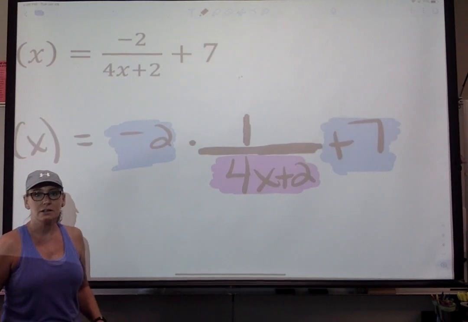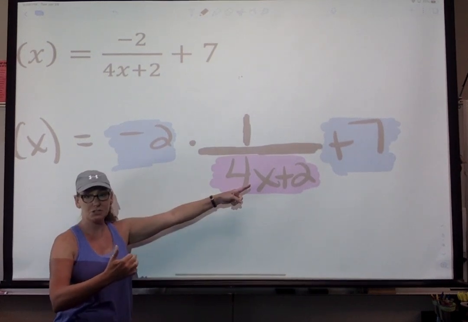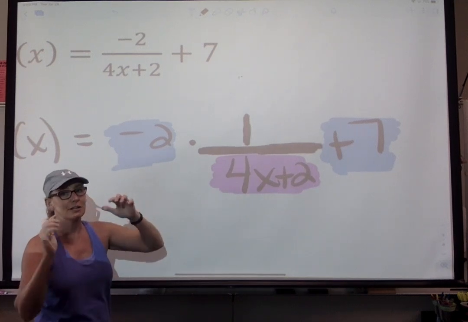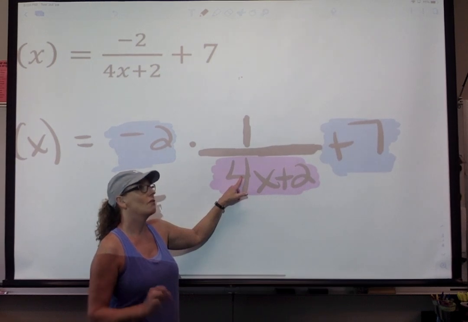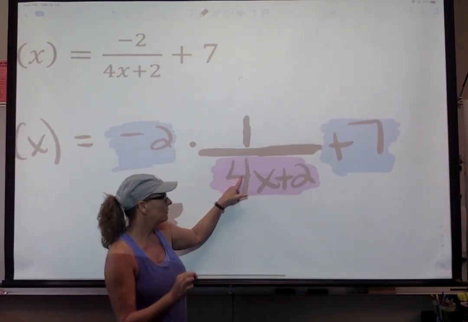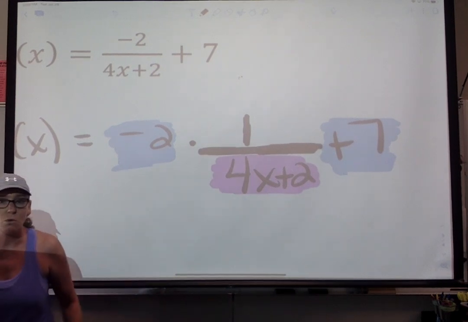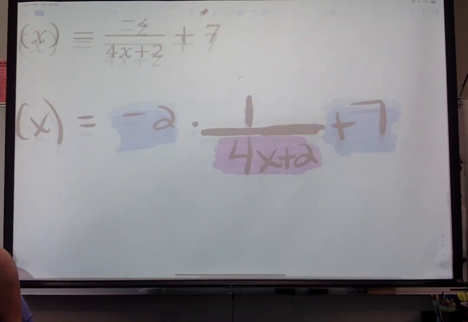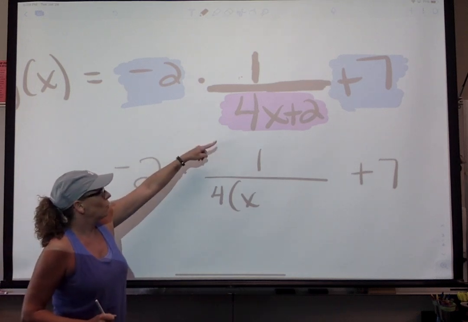See this pink? You see how the x has a 4 attached to it, and then there's also a +2? Here's what you can't do. You can't tell me there's been a horizontal compression of a 4th and it went left 2. No, it didn't. Watch. Let me pull that 4 off the x.